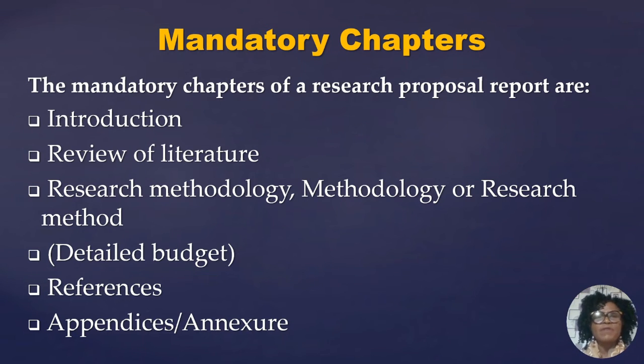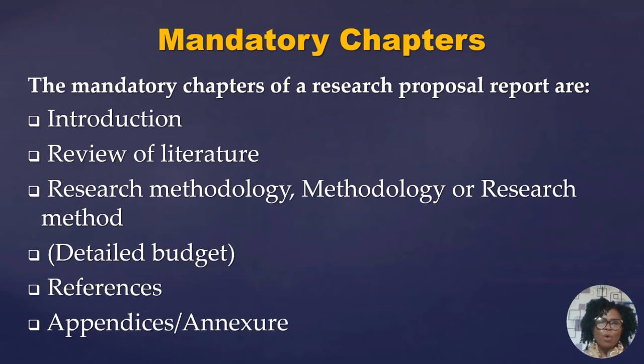The mandatory chapters of a research proposal report are: number one, introduction; number two, review of literature. Some people will say review of related literature. I appreciate when it is review of related literature, because some people can go and start reviewing literature outside their work. That is why they have to be called to order to limit it to what is relevant to your work. Number three is research methodology. Some call it research methodology, some call it simply methodology, some call it research method. Whichever, they are saying the same thing.